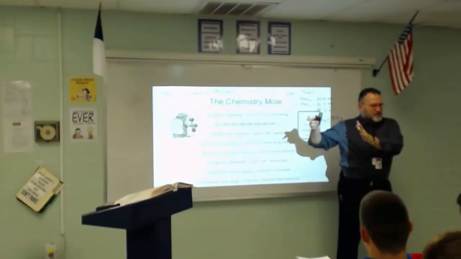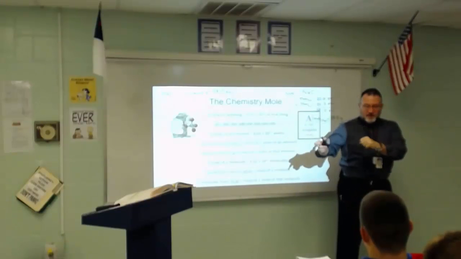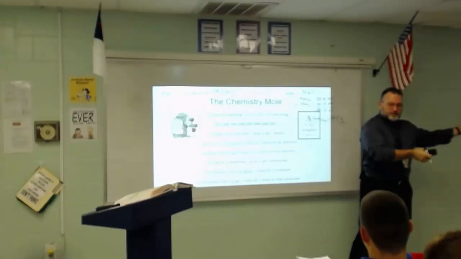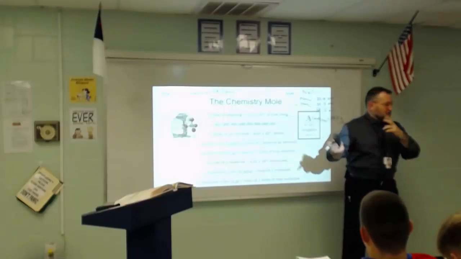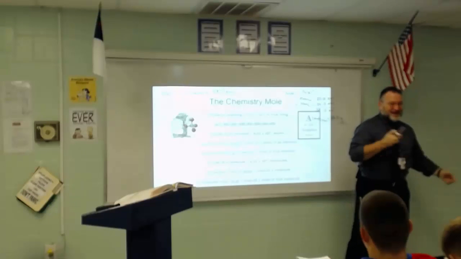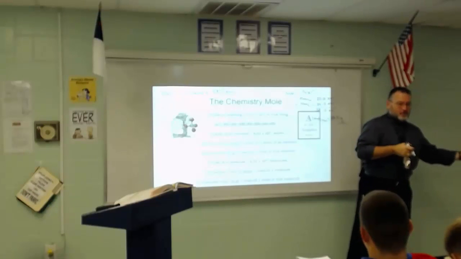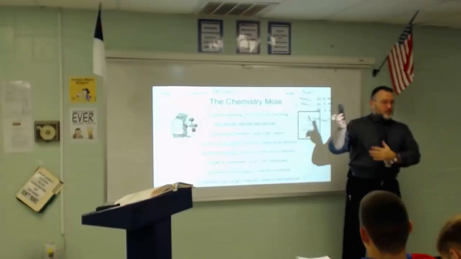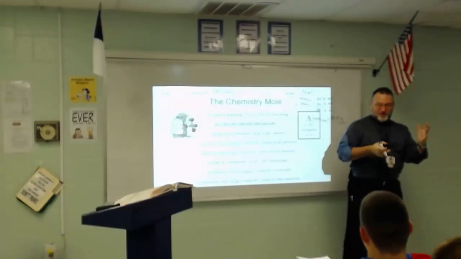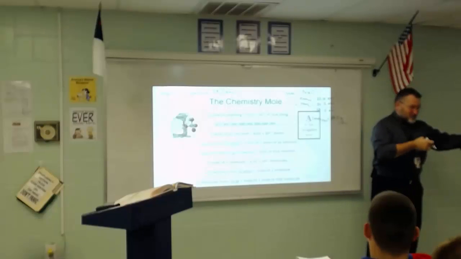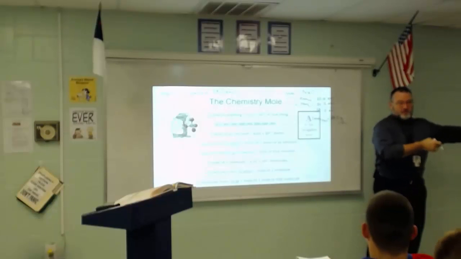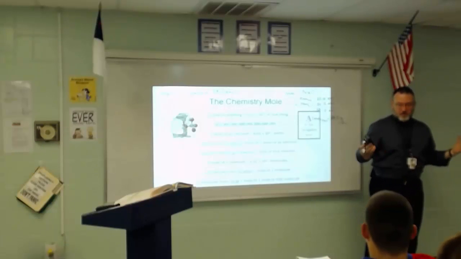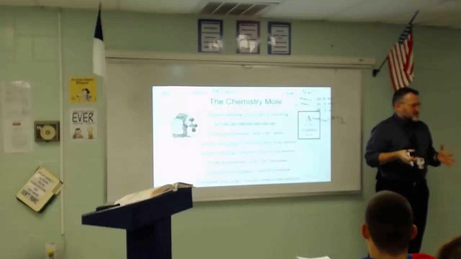This is about the relationships between the coefficients. I need 1 and 1 to make 1 and 1. Or I need 2 and 2 to make 2 and 2. Or 10 and 10 to make 10 and 10. Or 25 and 25 to make 25 and 25. Or I need 6.02 times 10 to the 23rd and 6.02 times 10 to the 23rd to produce 6.0 times 10 to the 23rd and 6.0 times 10 to the 23rd. It's just a big number, okay? But the proportions are going to be the same.